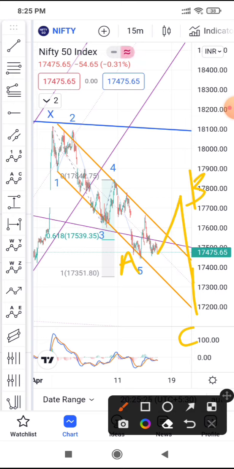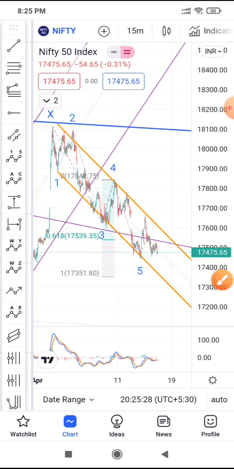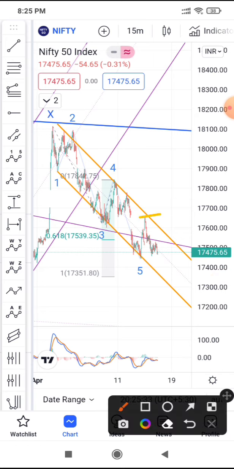That's what we can assume. But this is an alternative view, which means I have low confidence in this move. Okay, so tomorrow it should break this and make some high.